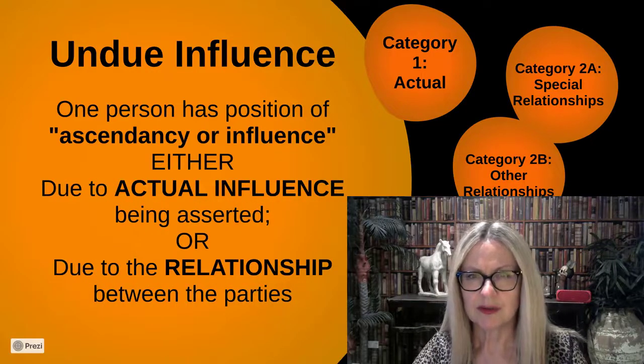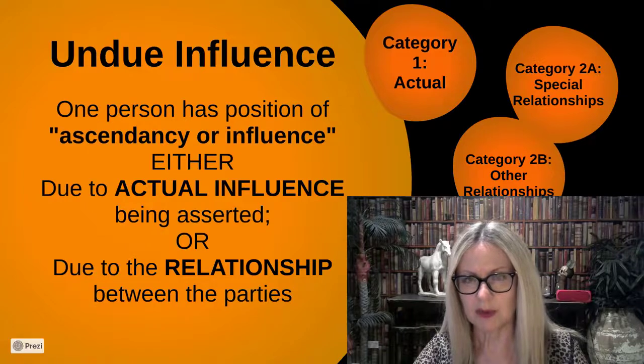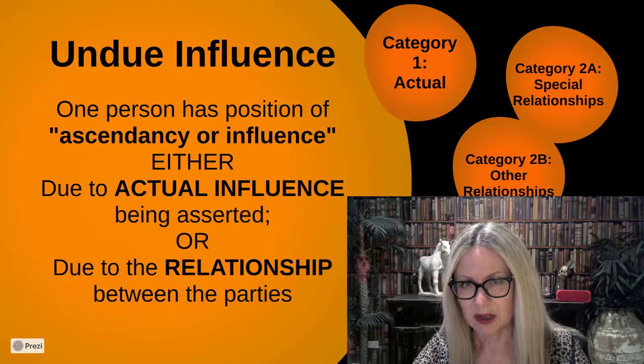And what the courts tend to use as their measuring stick for undue influence is that one person has a position of ascendancy or influence, either because of some kind of actual influence that they can exert given the circumstances, or because of the relationship that they have with the other party. Now, you can see where the ascendancy or the influence arises because of some circumstance that they can manipulate to their advantage. You're getting very, very close to the common law vitiating factor of duress, aren't you? And that's where the similarity arises with category 1, actual undue influence.